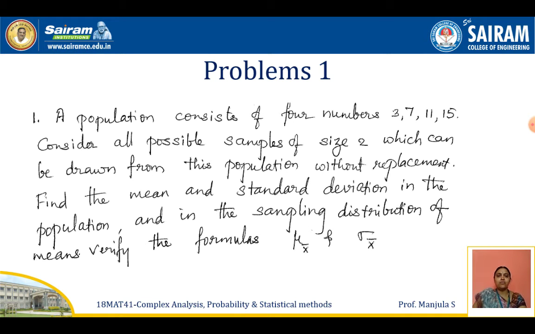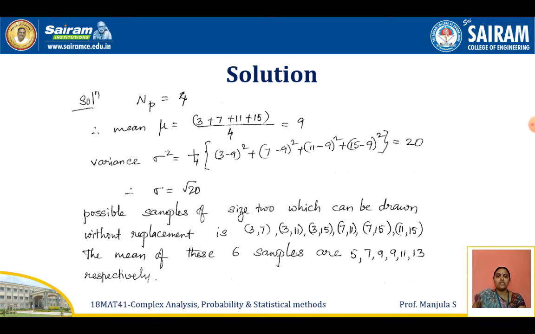Students, here they gave four numbers 3, 7, 11 and 15. These four numbers are the population. So capital N will be 4 here and small n will be 2. We have to frame the samples such that n is 2 and the condition is without replacement. Now we have to find the mean and standard deviation of the population and also of the sample. Later we'll verify the formulas. This is the question. Now we'll solve this problem.